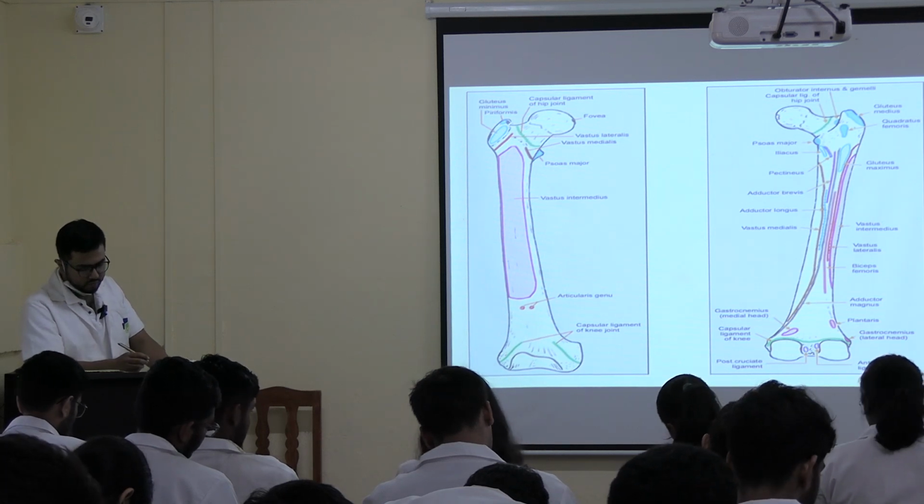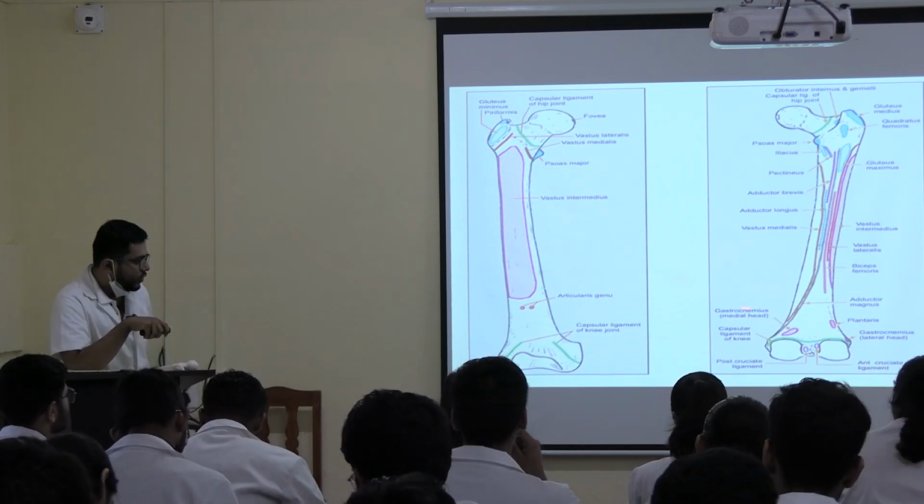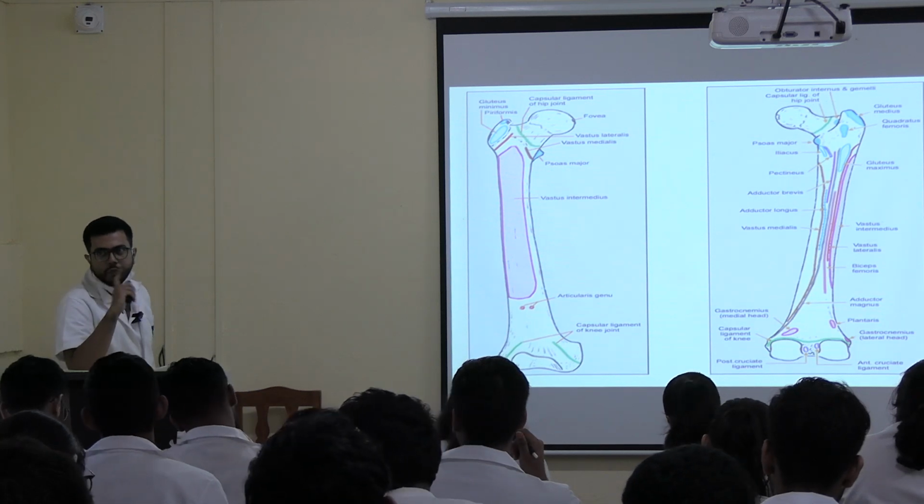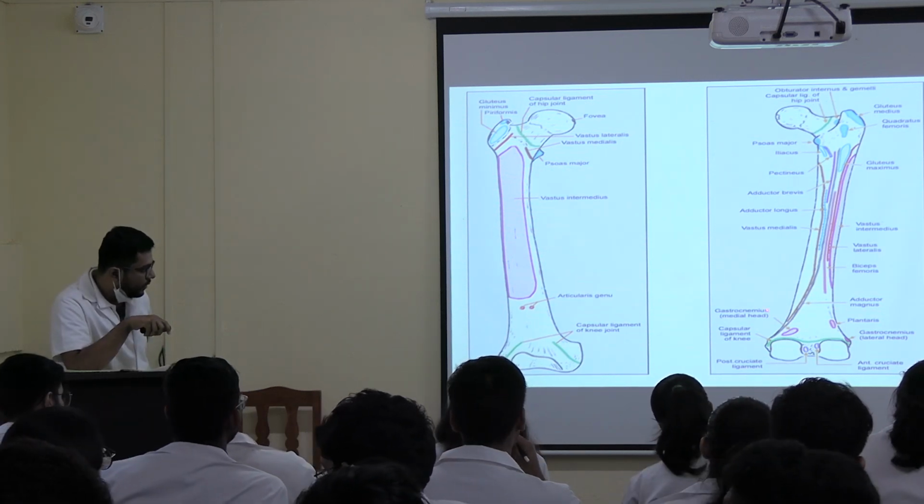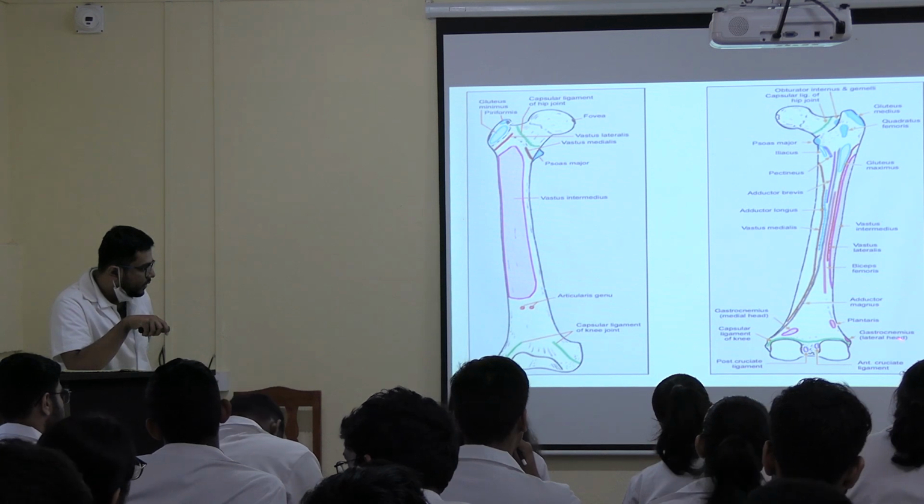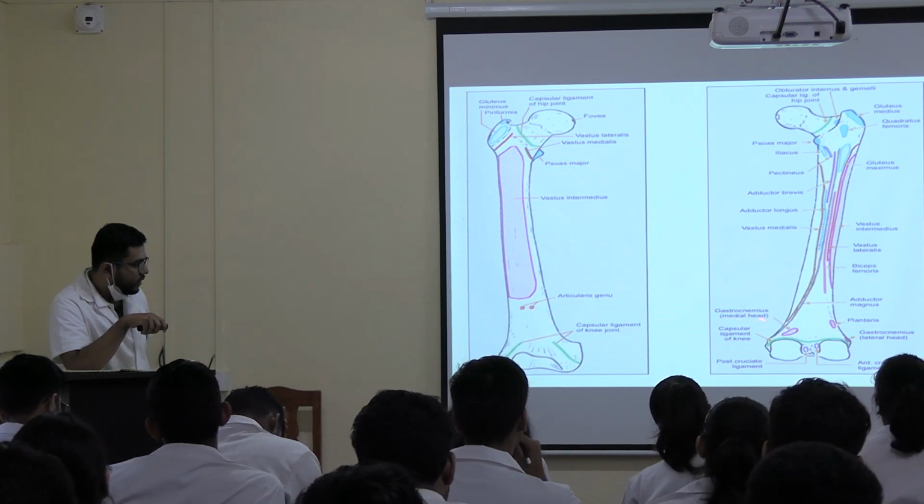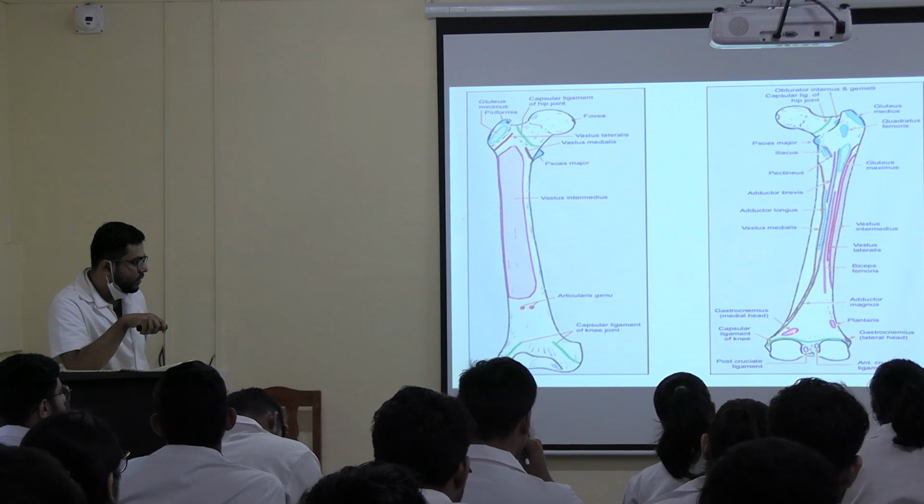This is gastrocnemius. It has two heads, one is the medial head, one is the lateral head. This is the medial head, this is the lateral head. Make a guess, where is this? Which part is this one?